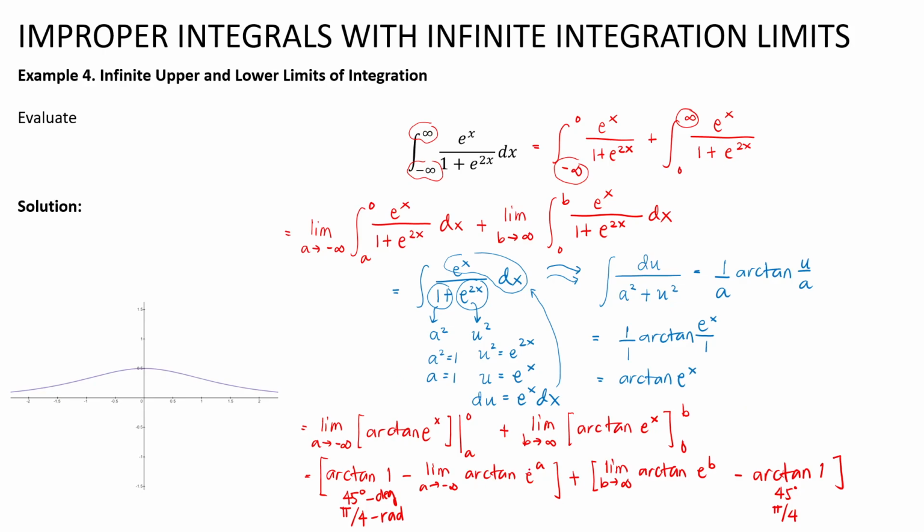So arc tangent of e raised to negative infinity: e raised to a very large negative number will give you 0. So arc tangent 0 is also 0. So this one is 0.